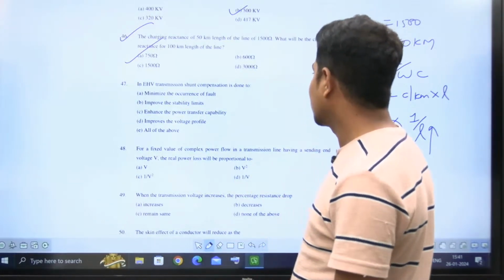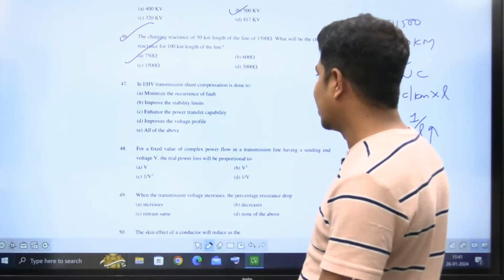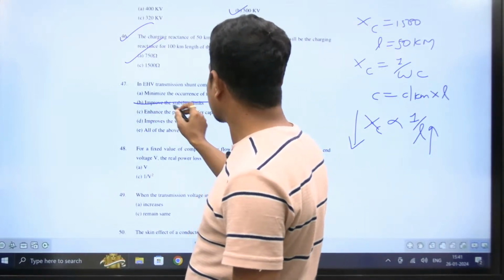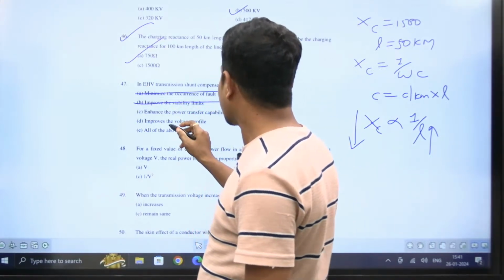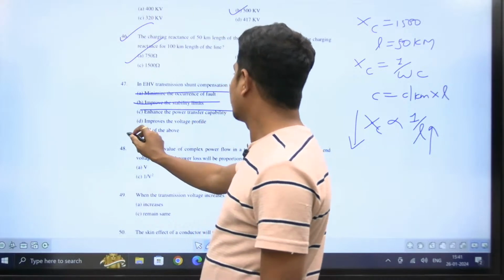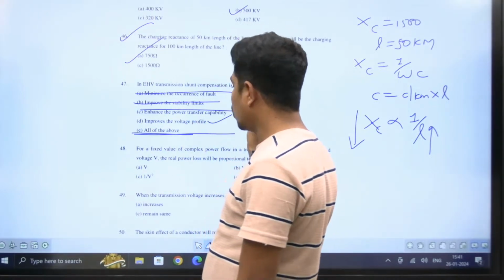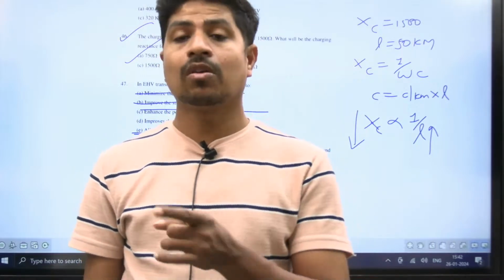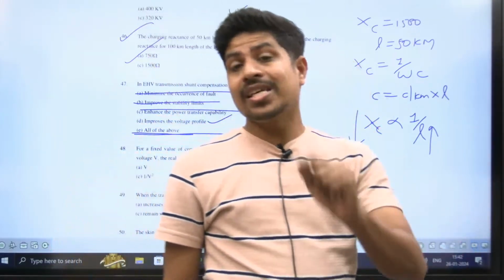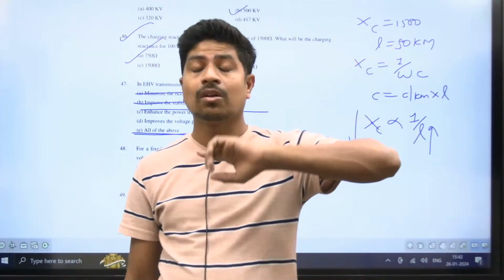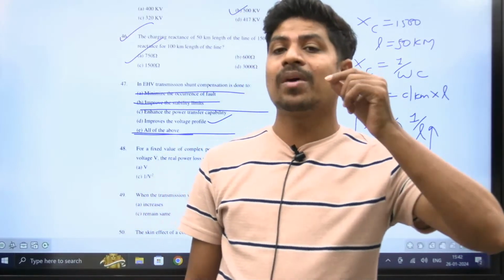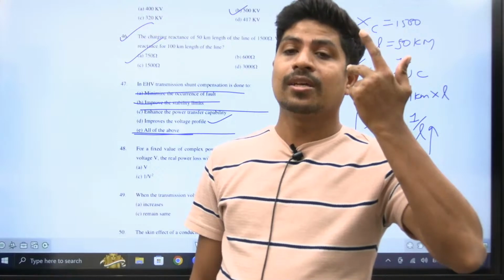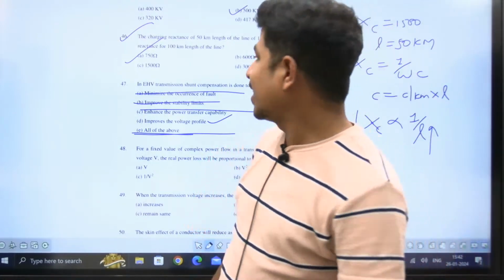In HVDC transmission, the shunt compensation is done. Shunt compensation is not going to improve the stability. Minimize the occurrence of fault, nothing to do with the fault. Enhance the power transfer capacity, no. All of the above, no. The answer is to improve voltage profile. The shunt capacitor will improve voltage profile and power factor, but it is not going to improve stability. Whereas series capacitor is going to improve the stability, but it is not going to improve the power factor.